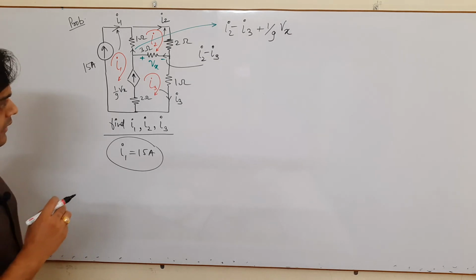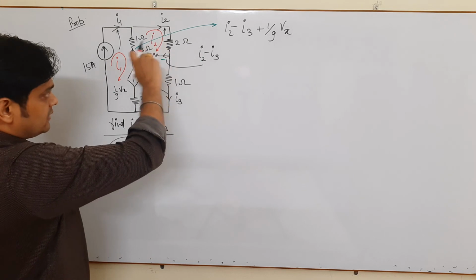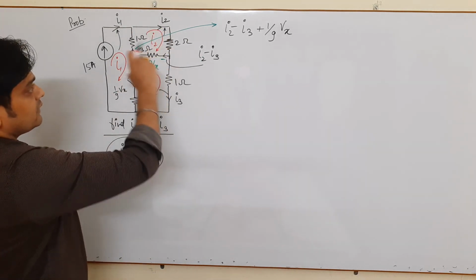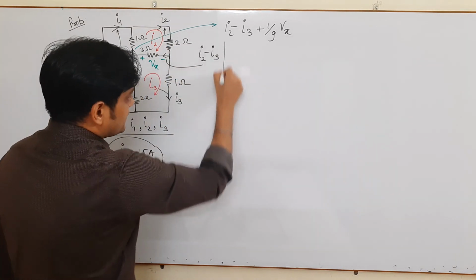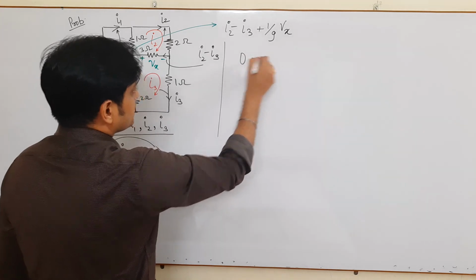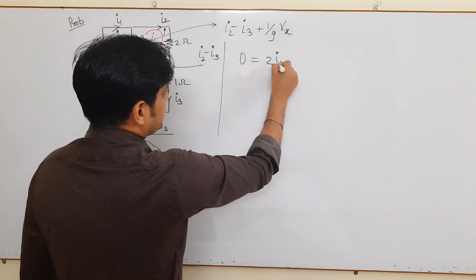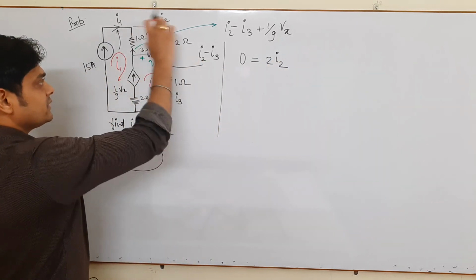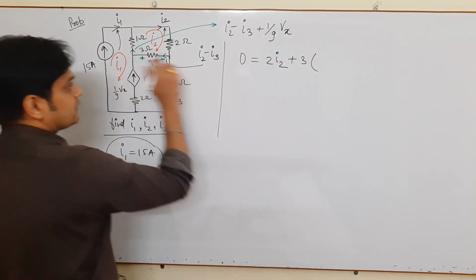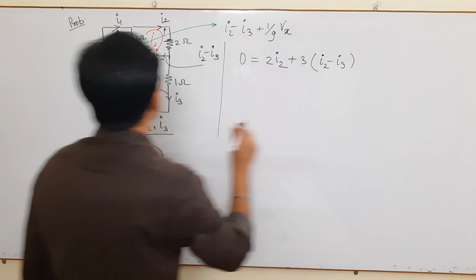If I see here, I am applying one loop in the direction of the current I2. Now see, it is 0 since there is no voltage source in this mesh. So 0 is equal to 2 into I2, the current flowing in the 2 ohm resistor, plus 3 into the current flowing in this resistor, that is I2 minus I3.